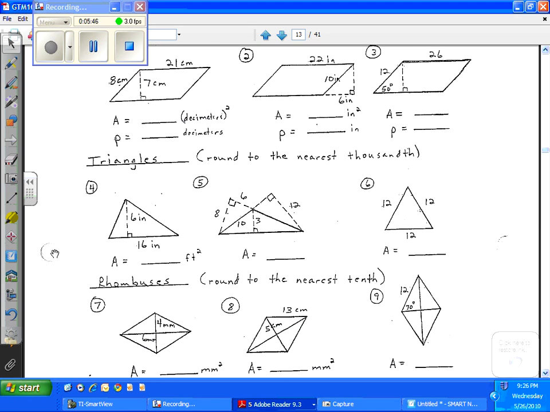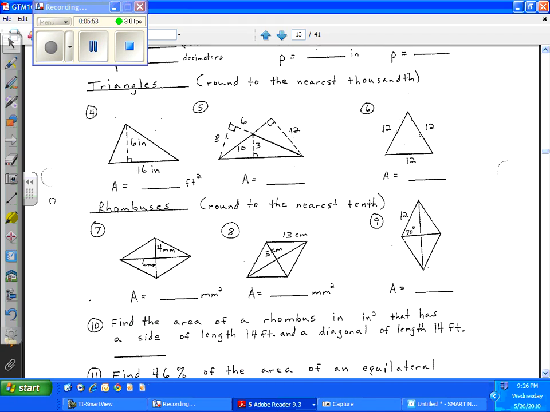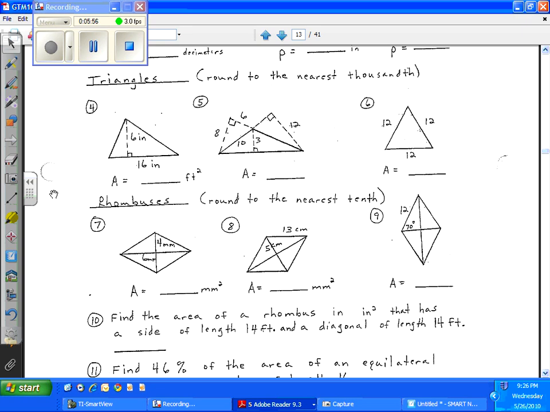We'll let you work on the other two. Don't forget about Pythagorean theorem and trigonometric ratios. On this set, let's do number 6.